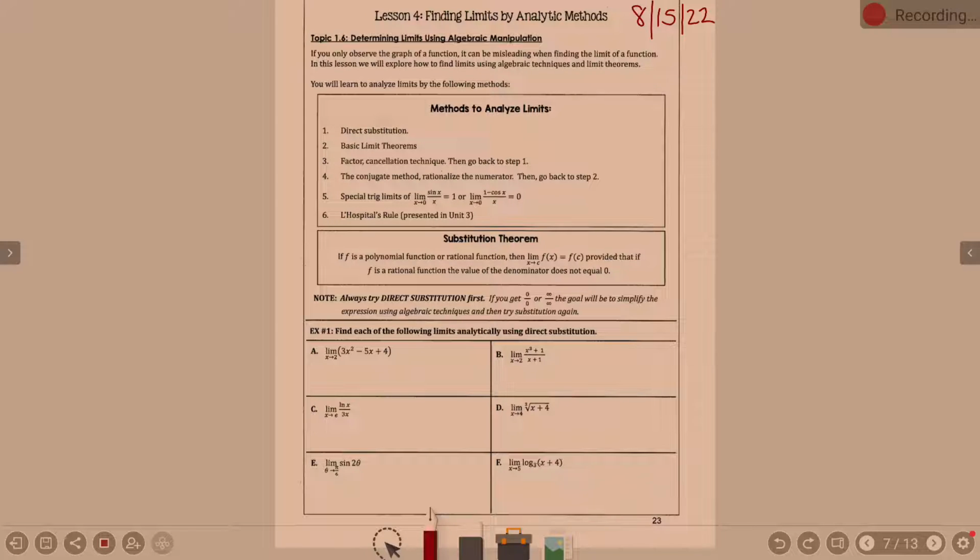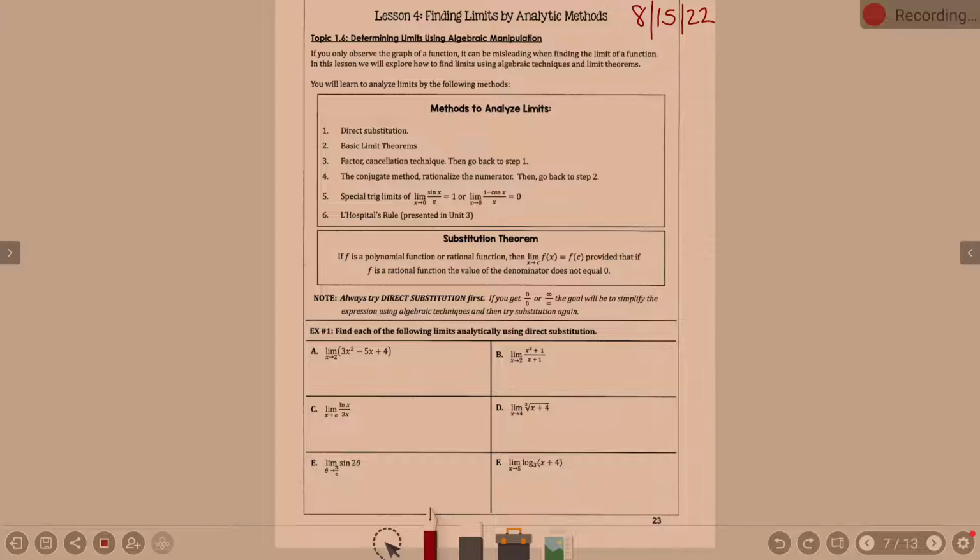If you only observe the graph of a function, it can be misleading when finding the limit of a function. This lesson will explore how to find limits using algebraic techniques and limit theorems. So we're going to talk about all these different methods. Well, most of these different methods.